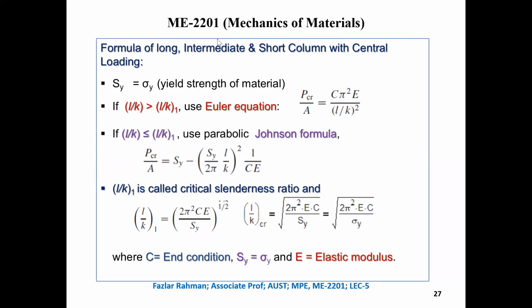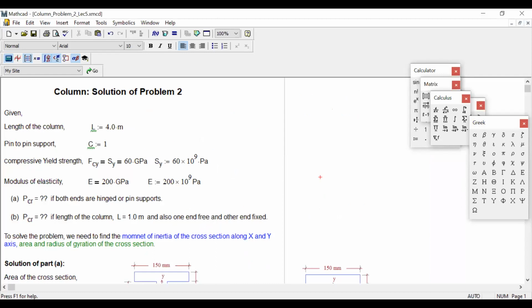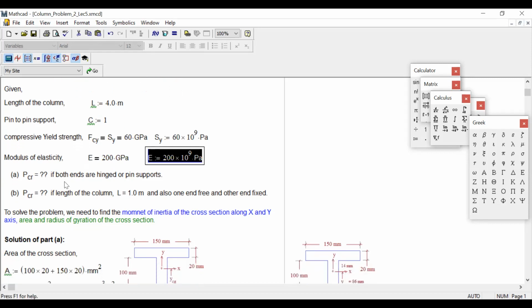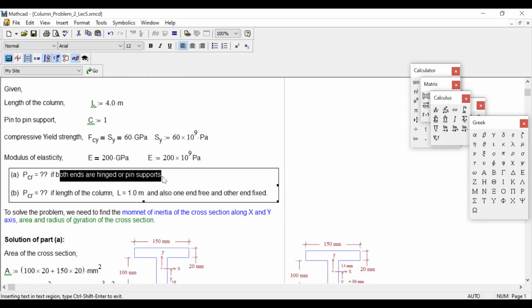Okay, so I'll go back to the previous slide where we are solving this problem. Compressive yield strength, FCY or SY, or you can write sigma Y, it is the same thing, equal to 260 gigapascal. Convert to Pascal. Then the modulus of elasticity, 200 gigapascal, convert to Pascal. Now, part A says both ends are hinged, and for part B you need to figure out P critical if the length of the column is 1 meter, with one end free and the other end fixed.